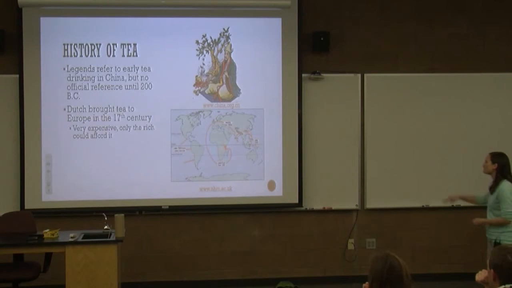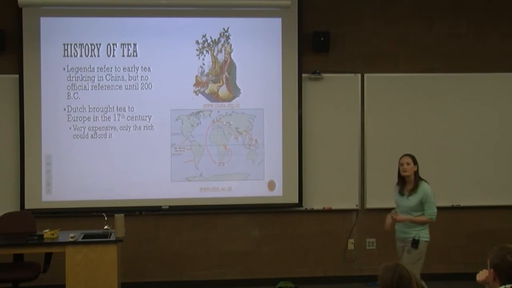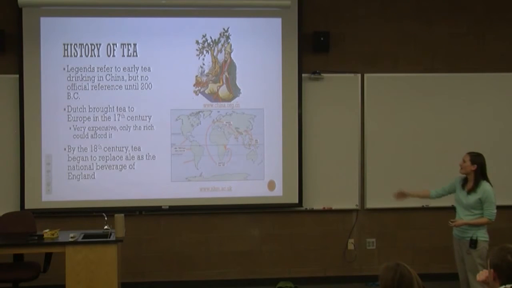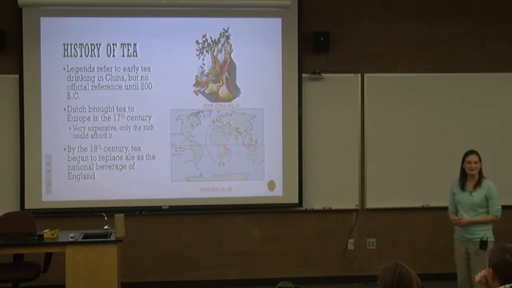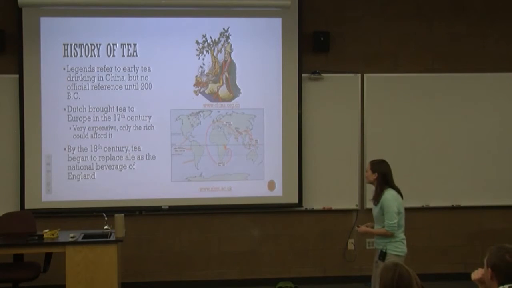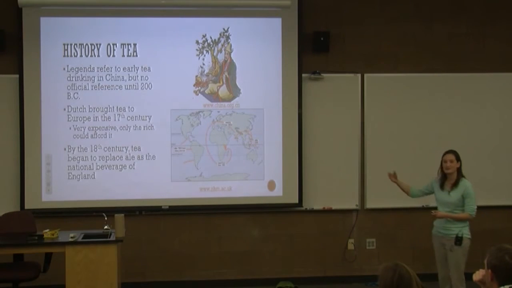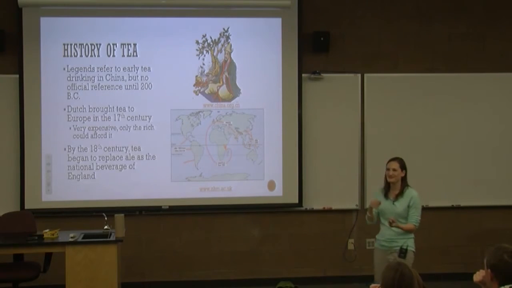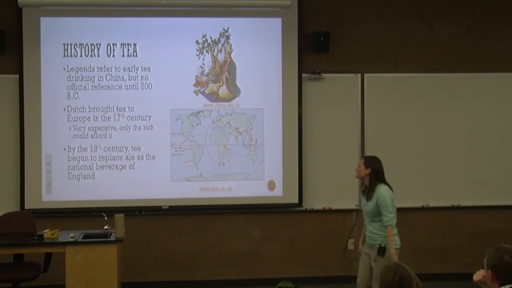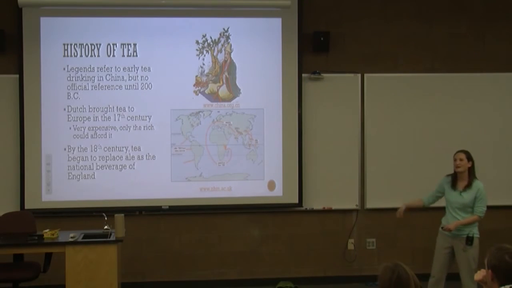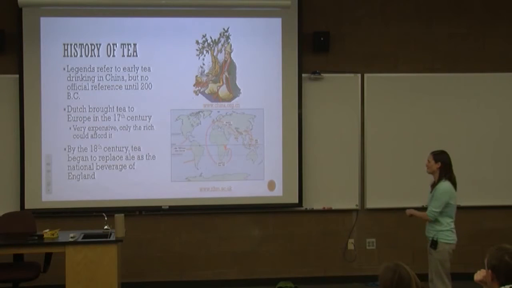But it didn't really leave China or the Asian countries until quite late. In the 17th century, the Dutch brought it to Europe. It was very expensive at this time because it was pretty rare in Europe, so only the rich could afford it. But it only took about 100 years for it to catch on and start to replace beer as the national beverage of England. Especially the British love tea, right? When I think of British people, I think of them drinking tea. Keep that in the back of your head. That's going to play a factor in the Opium Wars, how much the British love their tea.